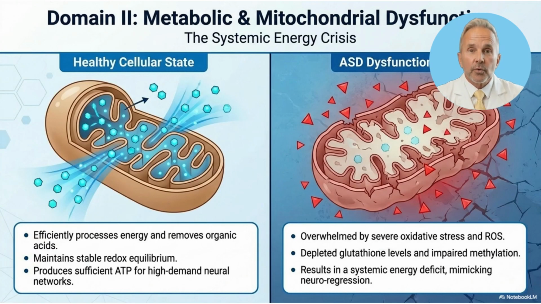Moving to Domain 2, we address the systemic energy crisis caused by metabolic and mitochondrial dysfunction. A healthy cellular state efficiently processes energy, maintains redox equilibrium, and produces sufficient ATP for high-demand neural networks. In stark contrast, the ASD dysfunctional state is overwhelmed by severe oxidative stress and ROS, reactive oxygen species, depleted glutathione levels, and impaired methylation. This results in a systemic energy deficit mimicking neuroregression.